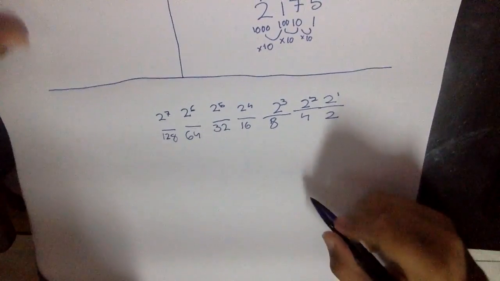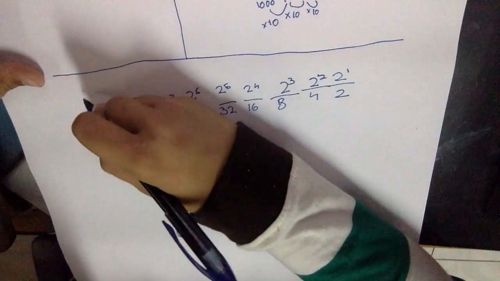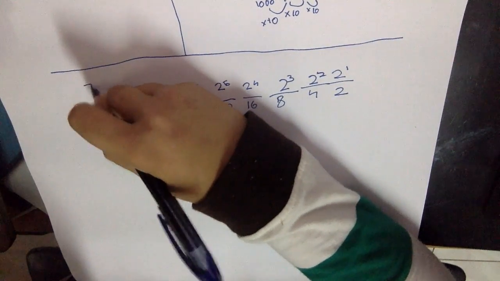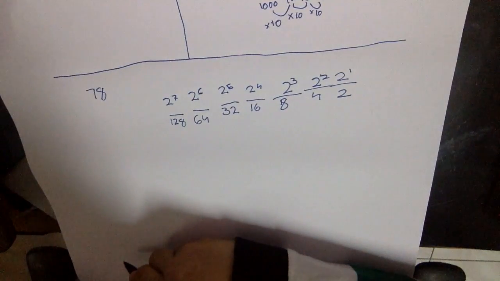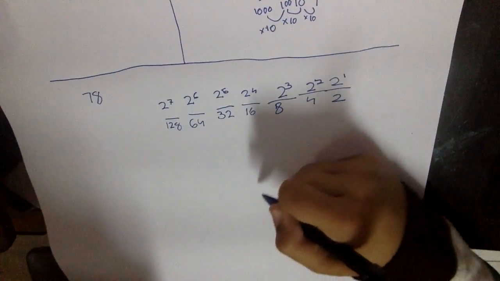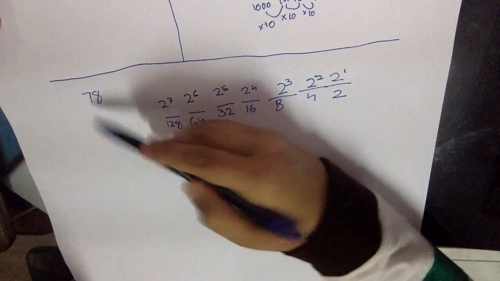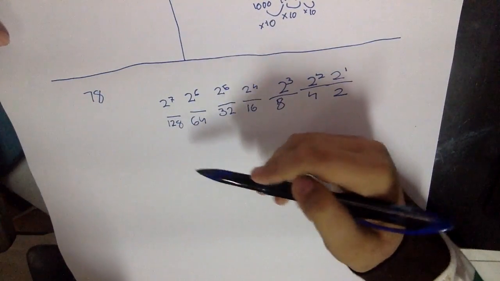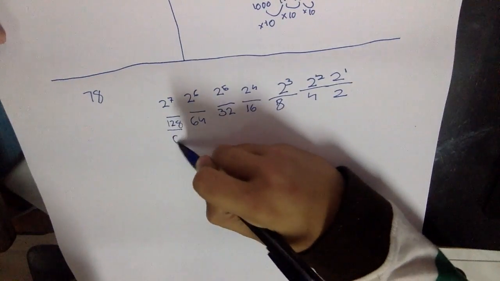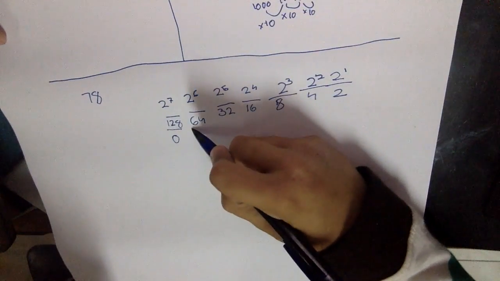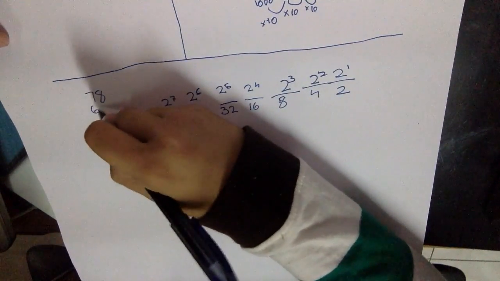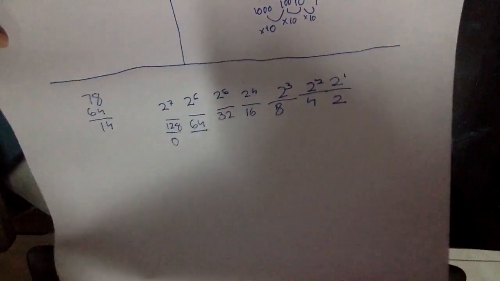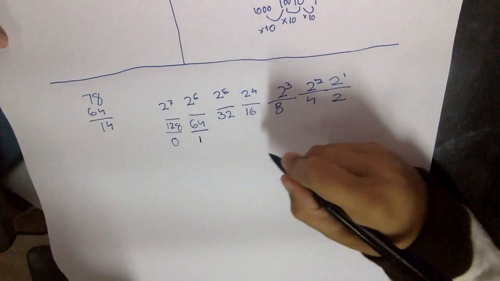Anyways, so now what you have to do is, let's say you want to make the number 78 a binary number. What you're going to do is see if the number is greater than each number row by row. So it's not greater than 128, so you will put a 0. Now if it's greater than 64, you have to minus it by 64, which is 14. So you put a 1 there.